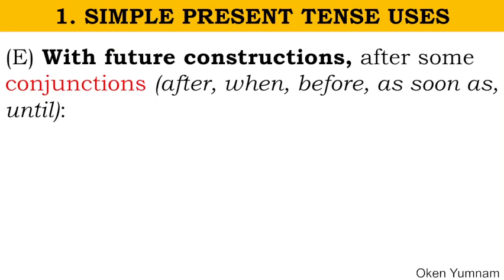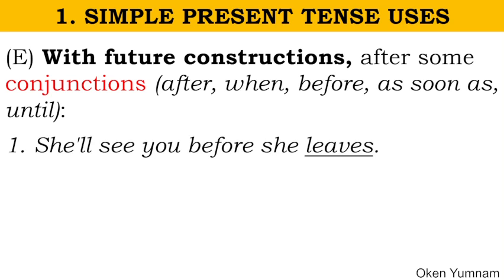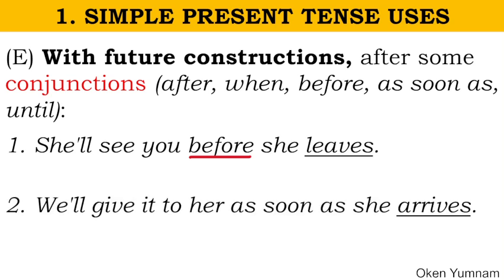Coming to the next use, we use this with future constructions after some conjunctions like after, when, before, as soon as, until, etc. Let's have a look at some of the examples. She'll see you before she leaves. So we use she leaves because we have got this conjunction before here. We'll give it to her as soon as she arrives. Simple present because we have this conjunction as soon as.